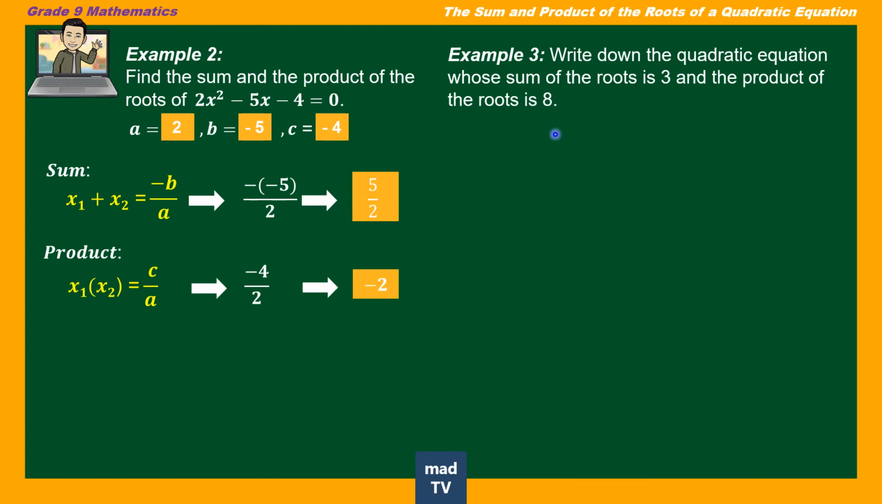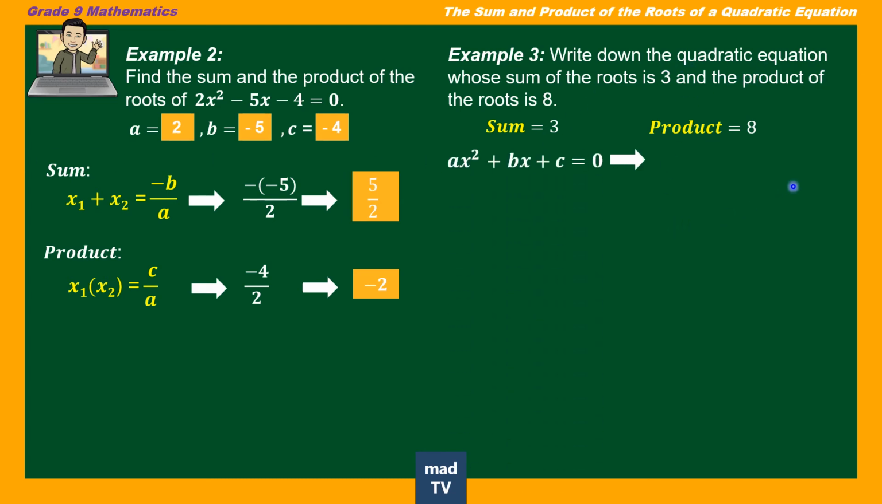Sa next example naman natin, we are going to get the quadratic equation whose sum of roots is 3 and the product of the roots is 8. So, dito, sum at saka product ang given. Okay? Alam natin yung sum ay 3, ang product ay 8. Okay? So, kukunin natin yung quadratic equation.